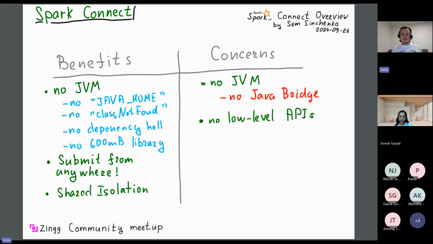Another strong benefit is that if you want to have multiple people working on the same driver, it is almost impossible to achieve total isolation of user contexts, because that's how Java works, and that's because of how Spark Classic was designed. But with Spark Connect, you can achieve shared isolation, and that's the thing used in Databricks.